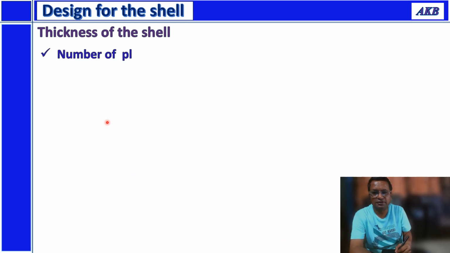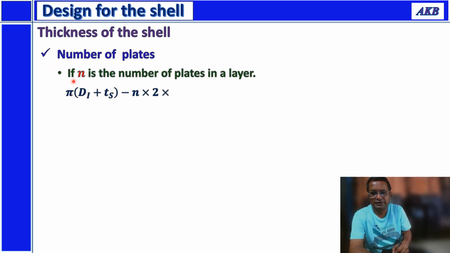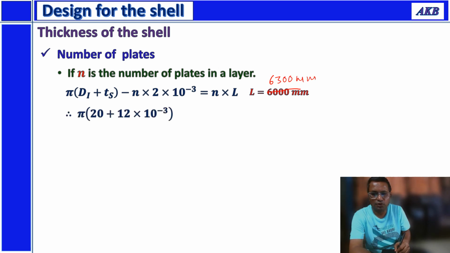Okay, now let us continue and find the number of plates in one layer. I have already said if n is the number of plates in a layer, then you have this equation: pi into (di plus ds) minus n into 2 into 10 to the power minus 3, that is equal to n into L. L is given to us, it is 6300 mm. So if you put all the values, this will be pi into (20 plus 12 into 10 to the power minus 3) minus n into 2 into 10 to the power minus 3, that is equal to n into 6.3.